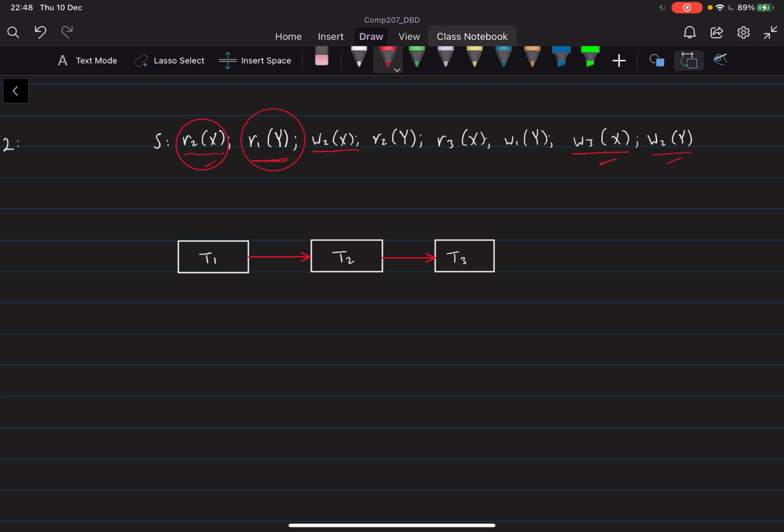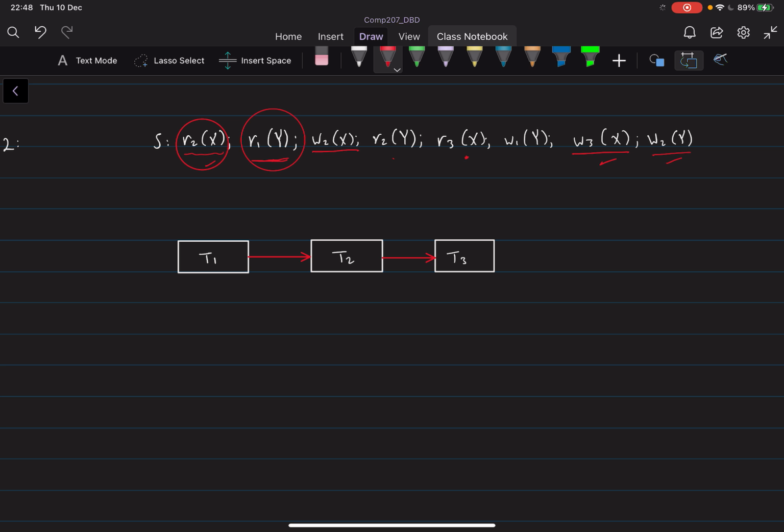W2 on X, we start comparing. Of course, we discard this. We are reading on X, so we don't discard this. So this is from R2 to, from transaction 2 to transaction 3. We already have an arrow there, so we discard this.